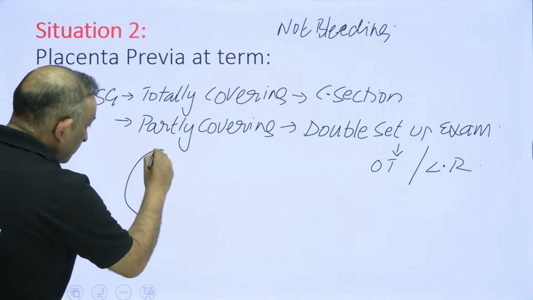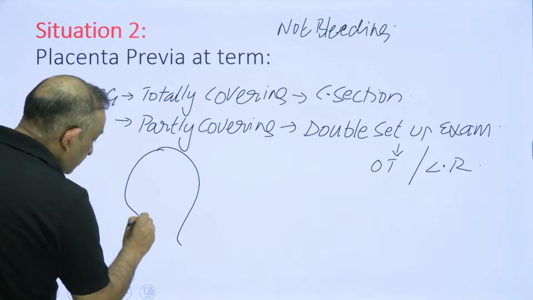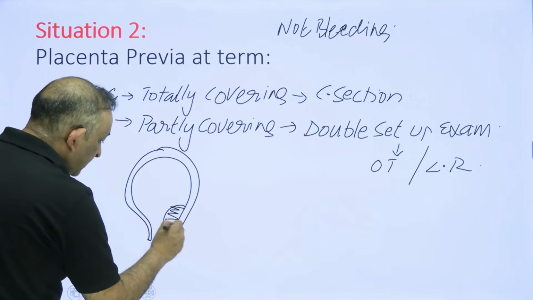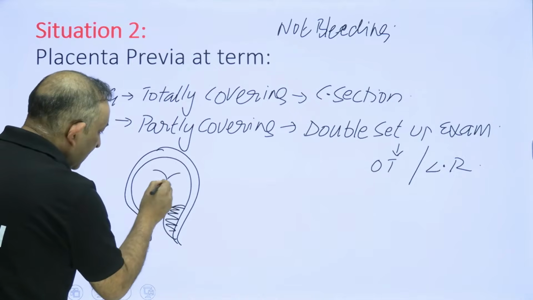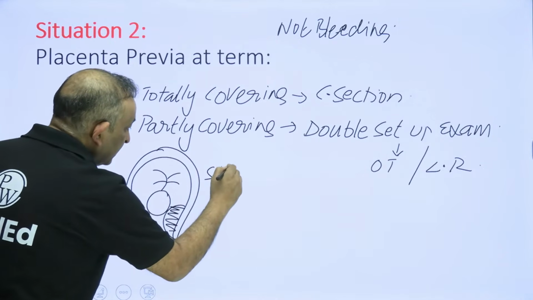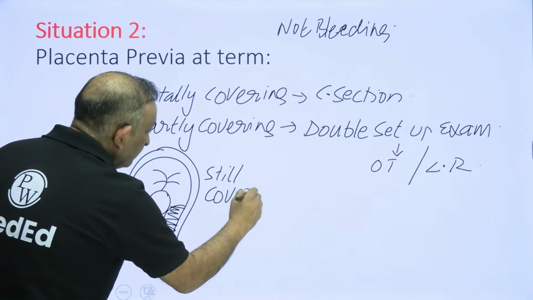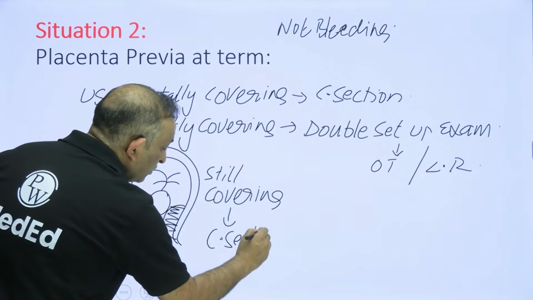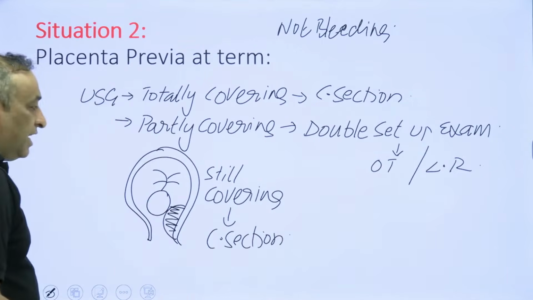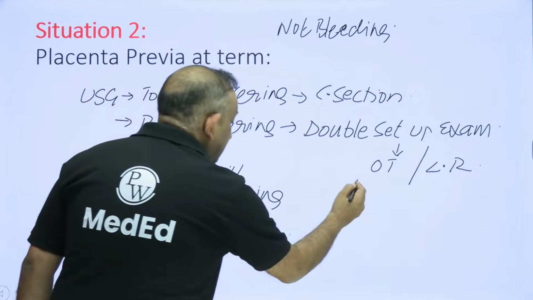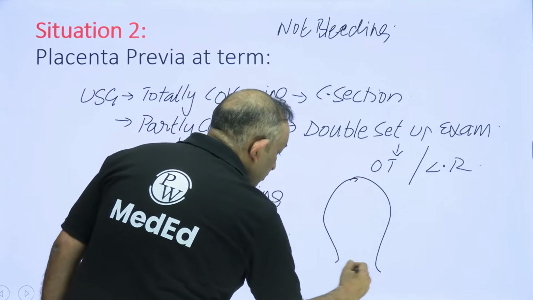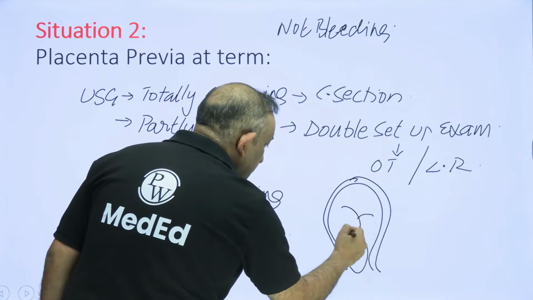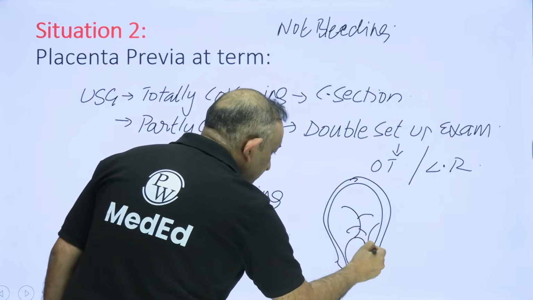In the OT, I do a per vaginal examination, and when I do a PV, I see the placenta is still covering the os, and the head is very high. If it is still covering the os, then I will do a cesarean section there and then in the OT itself. But sometimes what happens, when I do a PV, I see the placenta has actually moved away. It is not covering the os.